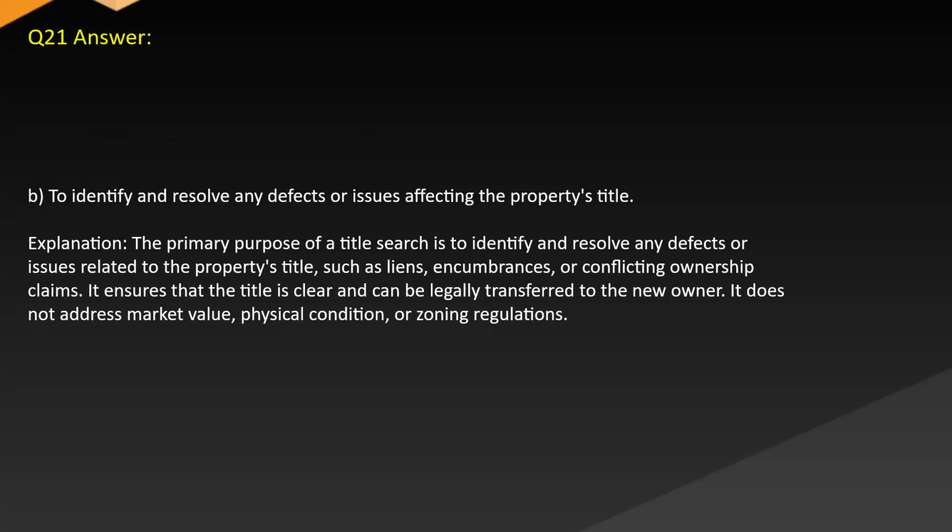Answer: B. To identify and resolve any defects or issues affecting the property's title. Explanation: the primary purpose of a title search is to identify and resolve any defects or issues related to the property's title, such as liens, encumbrances, or conflicting ownership claims. It ensures that the title is clear and can be legally transferred to the new owner. It does not address market value, physical condition, or zoning regulations.